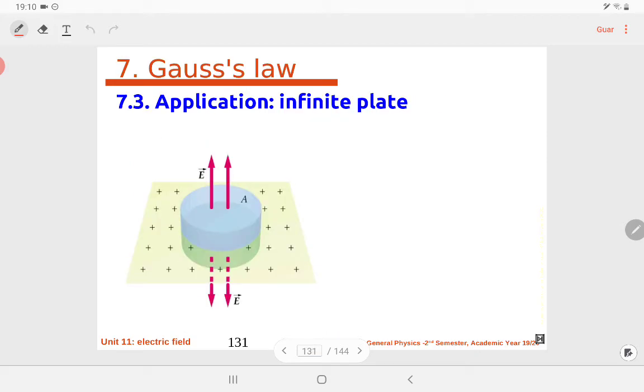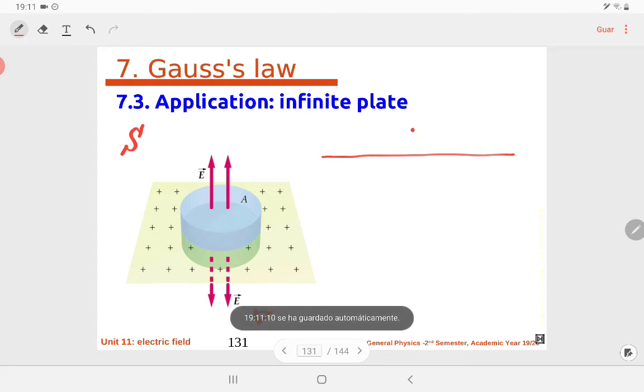The last example I wanted to tackle with Gauss's law is an infinite plane. So imagine we have this infinite plane. I'm looking at the infinite plane from one side, so my eyes are here, and I see it like this. I think it's positively charged. So to find the best surface where to apply Gauss's law, I think of a point here, and I think what the symmetries of the problem are.